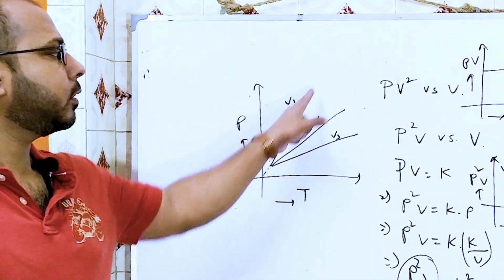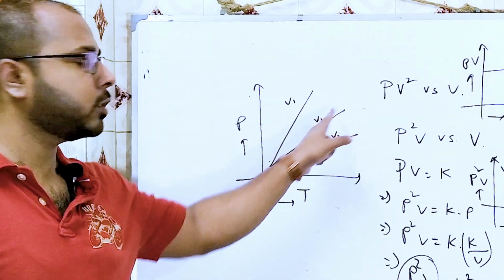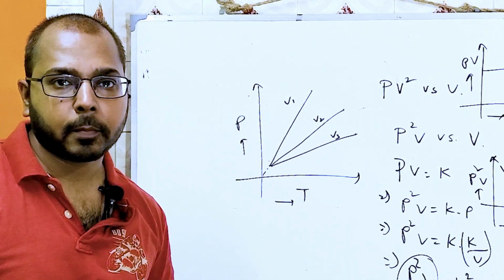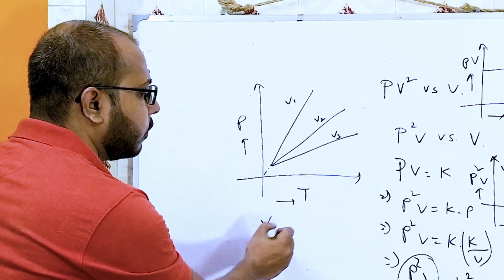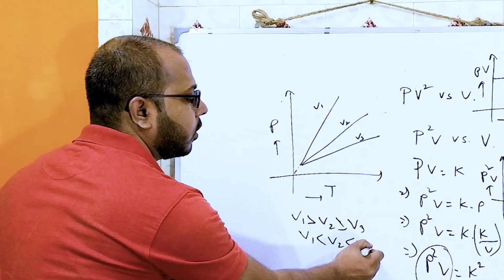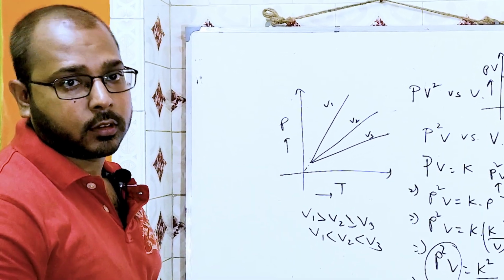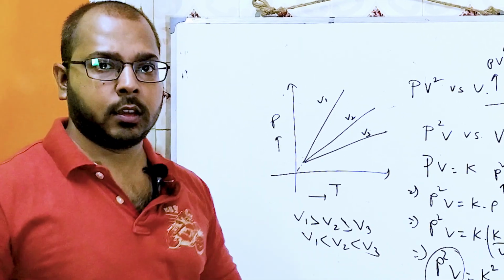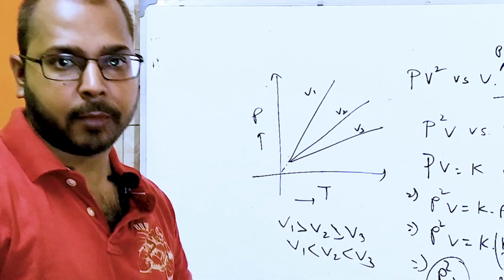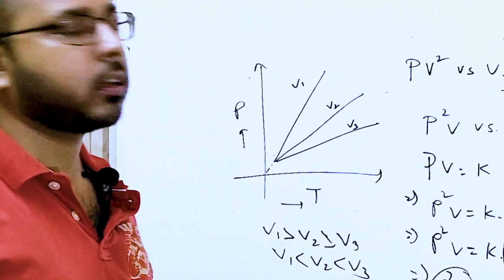This graph is done by keeping volume constant V1. This is done by keeping volume constant V2. And this line is drawn by keeping volume constant V3. So the question is whether it is V1 greater than V2 greater than V3, or whether V1 is less than V2 less than V3. Okay, so this type of graph generally comes in competitive exams. So for that, what we need to do? We need to apply a small trick.